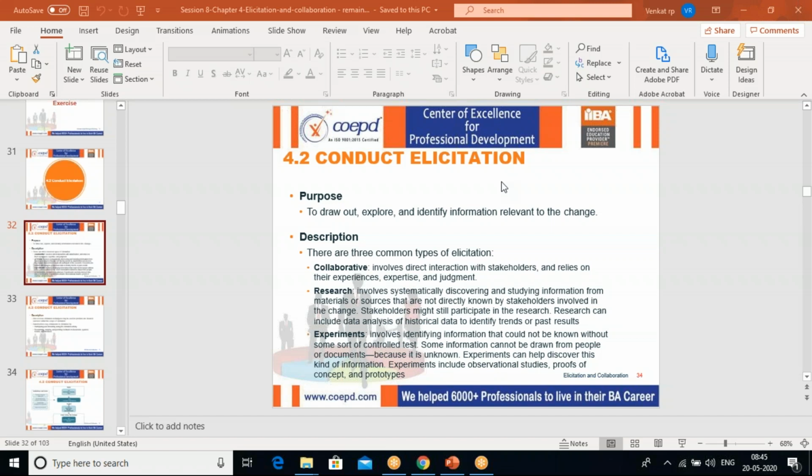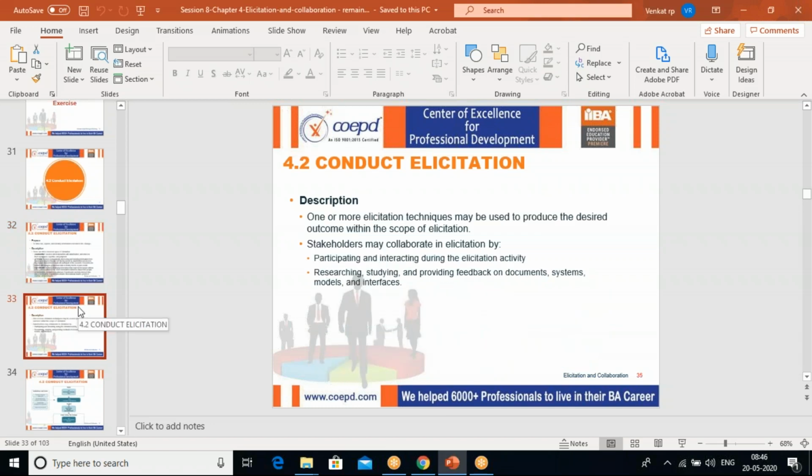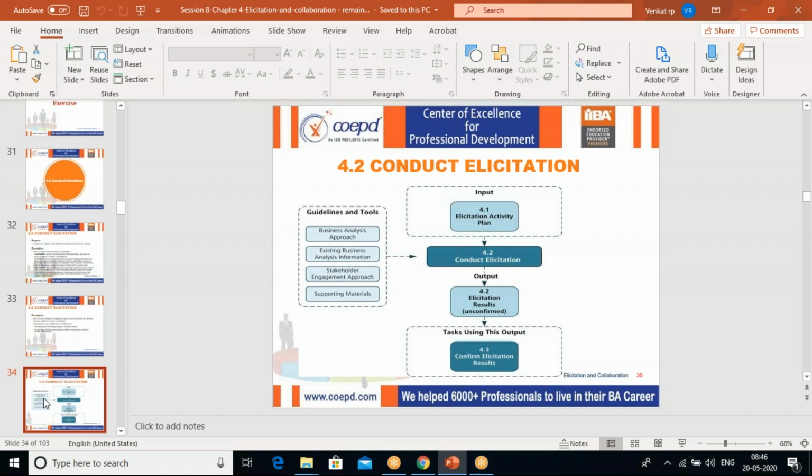Stakeholders may collaborate in elicitation by participating and interacting during the elicitation activity, and by researching, studying, and providing feedback on the documents, systems, models, and interfaces. That means we should buy in the stakeholders' time for them to collaborate with us. Whatever we do, they should study it and provide feedback on the documents, and they should also give inputs about their challenges, so that we will be understanding it.